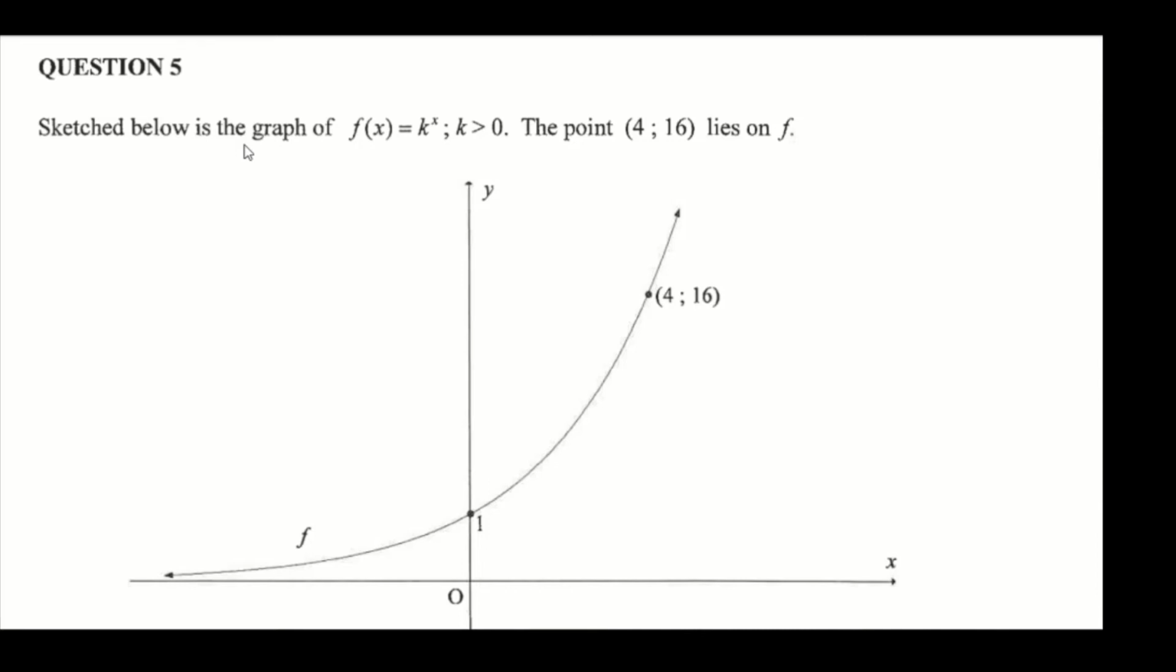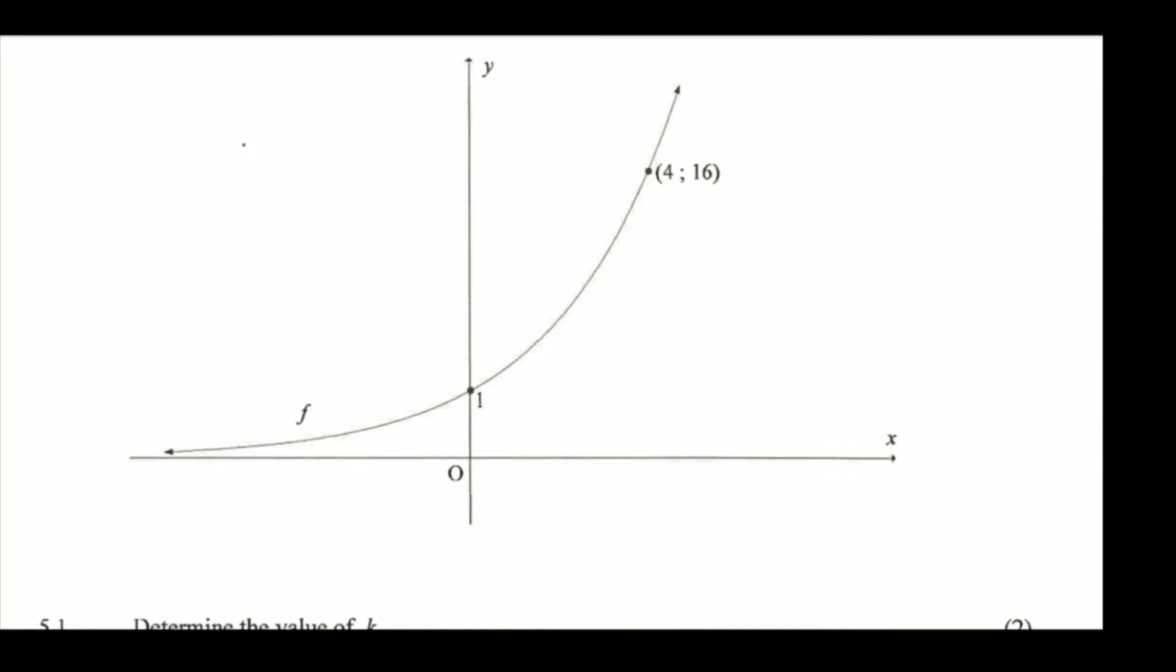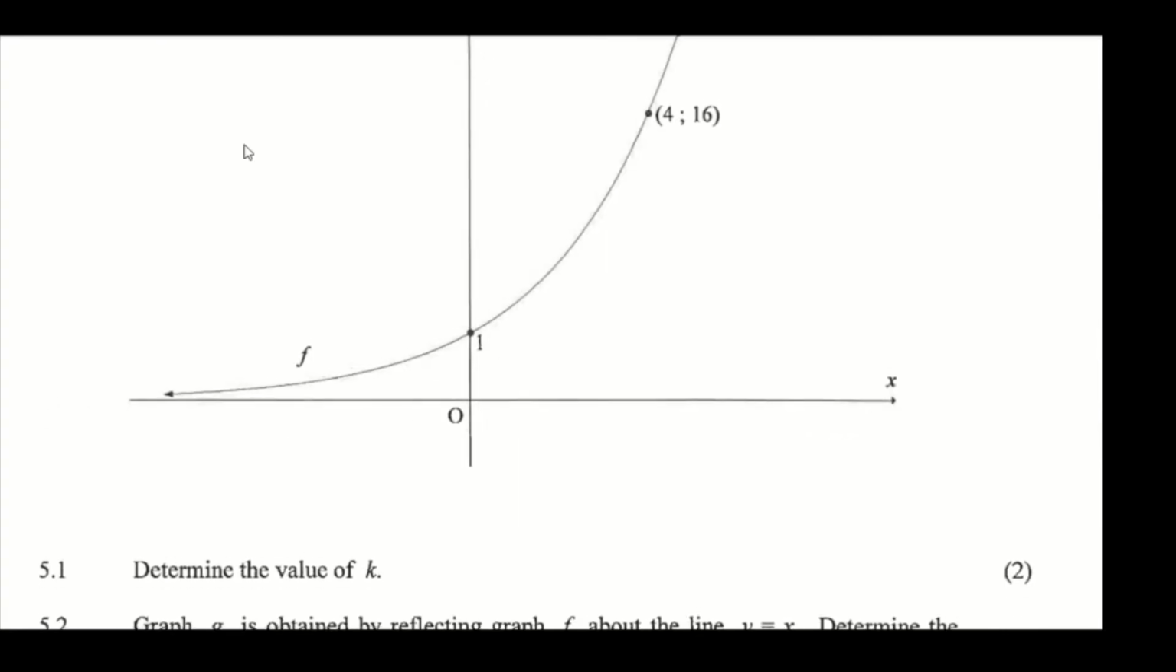f of x is equal to k to the power of x, where k is greater than 0. The point (4, 16) lies on the graph of f. So we are given this graph here, and the first question, 5.1, is to determine the value of k.